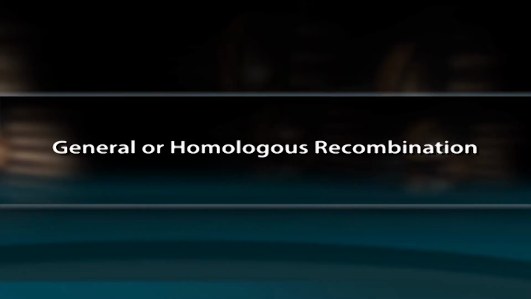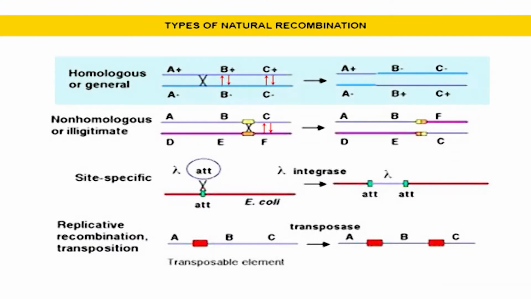First one, general or homologous recombination. General or homologous recombination occurs between DNA molecules of very similar sequence such as homologous chromosomes in diploid organisms. General recombination can occur throughout the genome of diploid organisms using one or a small number of common enzymatic pathways. It can be used to direct error-free repair of double-stranded DNA breaks and generate sequence variation in gametes during meiosis. The second one is non-homologous or illegitimate recombination.